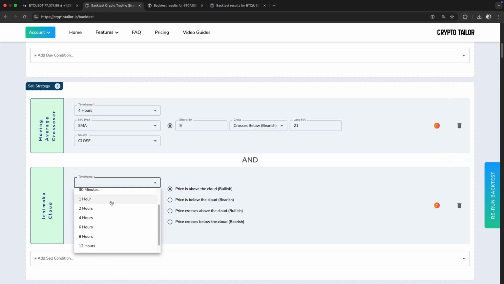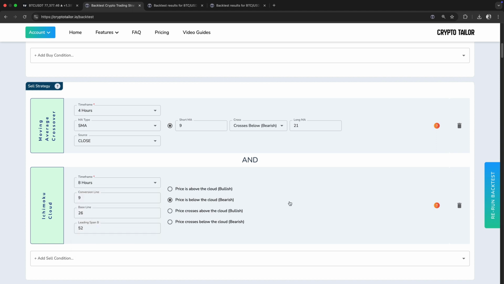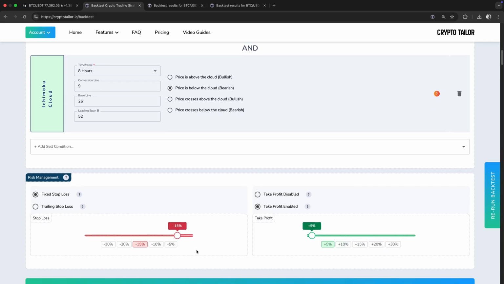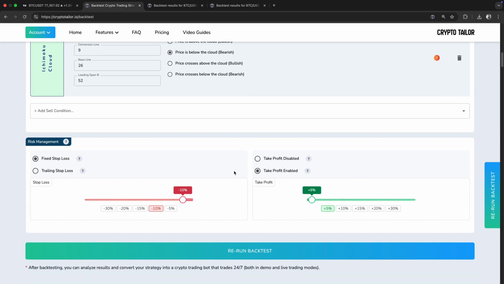And for the sell strategy, I'm again adding the Ichimoku cloud on the 8-hour time frame and setting the condition to price being below the cloud. This means the market is in a downtrend, and we want to avoid holding positions when the overall trend is against us. Also, let's change the take profit to 5% and stop loss to 10%. With this simple tweak, let's rerun our backtest and see the results.